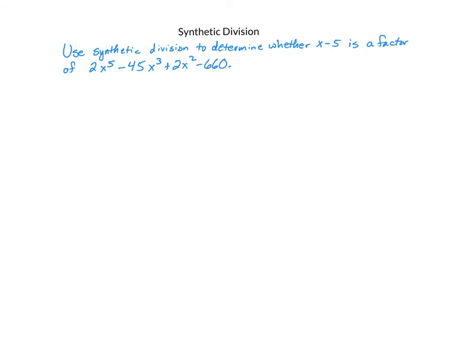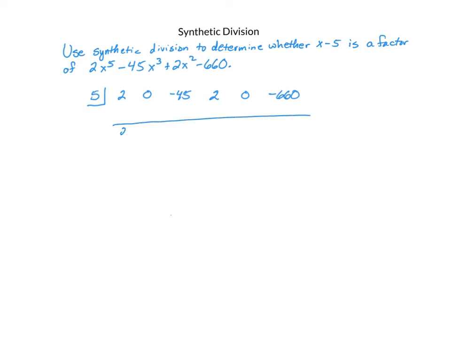So here we go. We're going to put 5 right here. And now we have all the coefficients of the dividend. Why don't you pause the video and try it on your own, and then peek and see if we get the same results. So now here we are. 2, 0, negative 45, 2, 0, and negative 660. If you did this on your own, did you remember to put in those two zeros? We needed a 0 for the x to the fourth and a 0 for the x to the first for the coefficients of those terms. So let's draw our line.